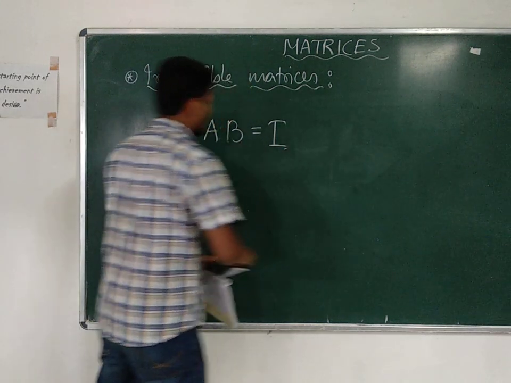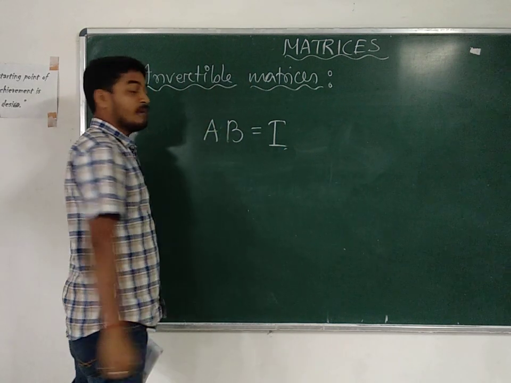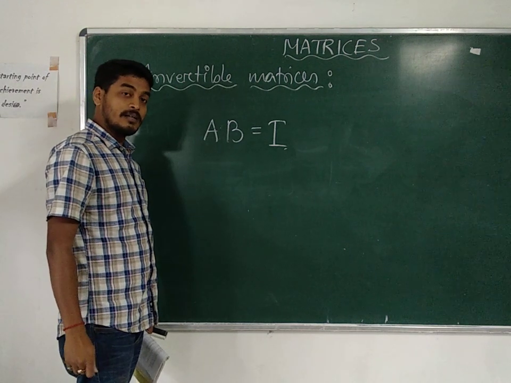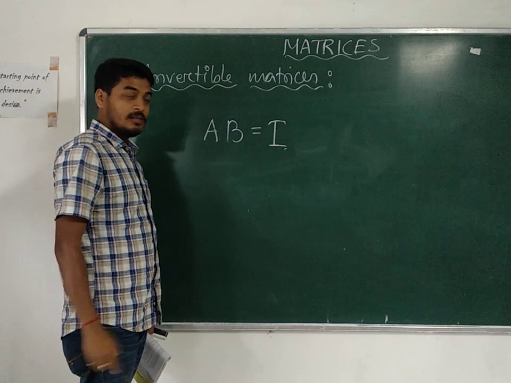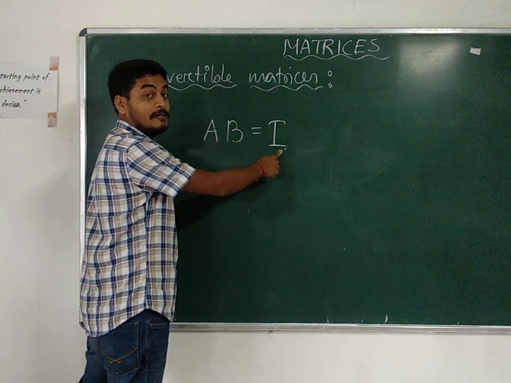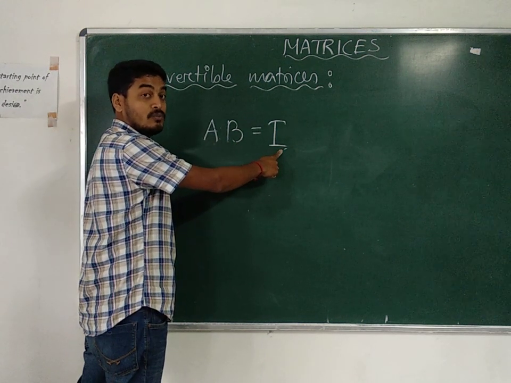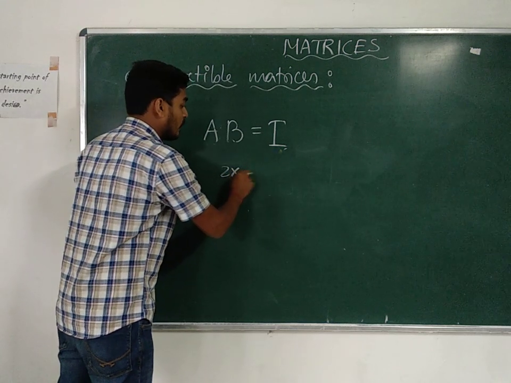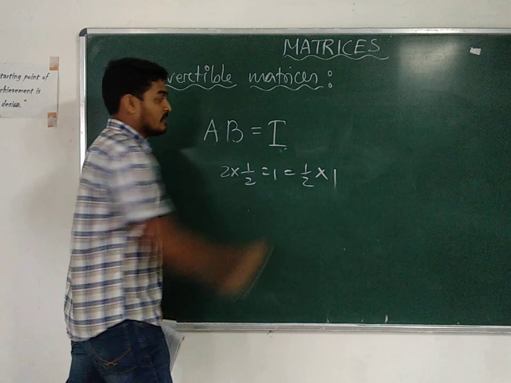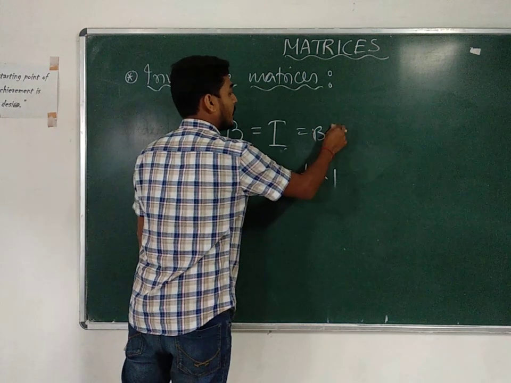Now look, I am telling you simply. Whenever the multiplication of two matrices is an identity matrix, then one of them is known as the inverse of the other. Okay, that means when you multiply two matrices, what should you get? You should get an identity matrix, and they should be commutative also. Then again, 2 into half is equal to 1, which is equal to half into 2. Similarly, it should be equal to B.